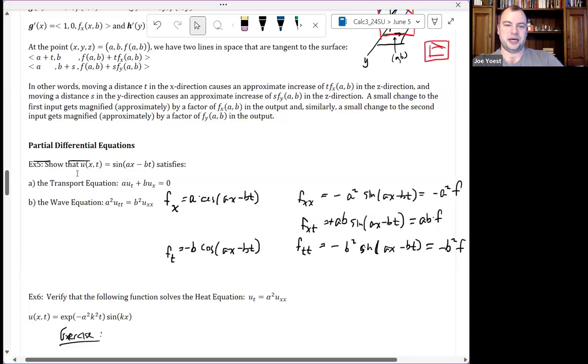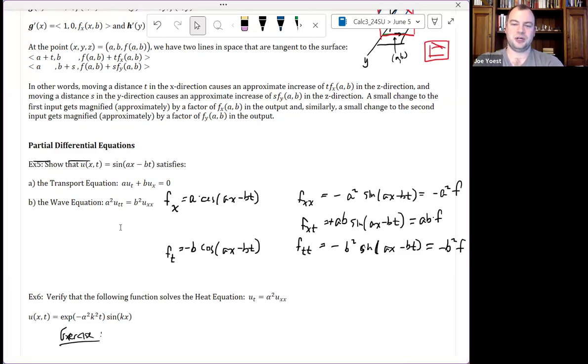So our claim is that this function satisfies both the so-called transport equation, a times du dt plus b du dx equals 0, as well as the wave equation, a squared times the second partial of u with respect to t equals b squared times the second partial of u with respect to x. Or often the wave equation, we would divide through by the a squared and just make that a constant on the right side.